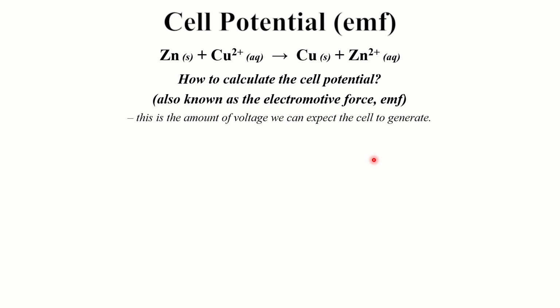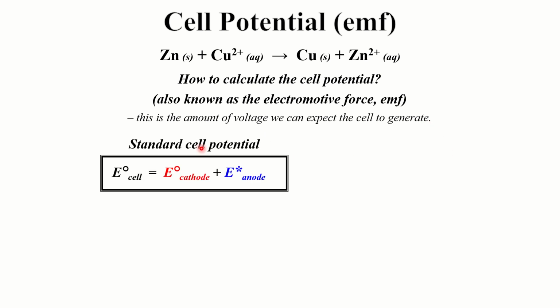All right, next let's describe how we can calculate the cell potential. Again, this can be referred to as the electromotive force or a cell voltage. This is the amount of voltage we can expect the cell to generate. So standard cell potential is represented by this simple formula. E°cell equals E°cathode plus E°anode. This little degree symbol right here is referred to as a naught, and it stands for standard.